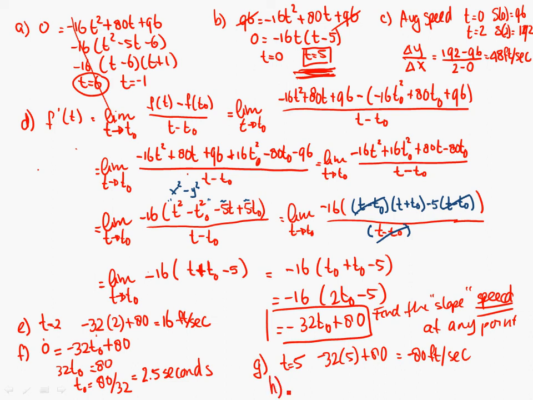And then H, when does it hit the ground? At what t does it hit the ground? At 6. So you plug in the 6. And if you plug that one in, you should end up with a negative 112 feet per second, which would be the maximum velocity this ball ever reaches. Okay?